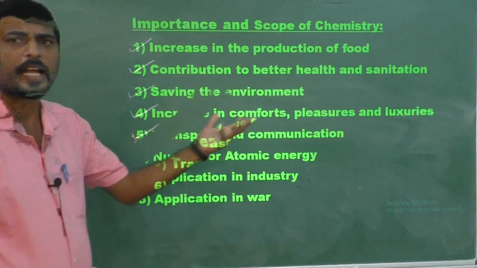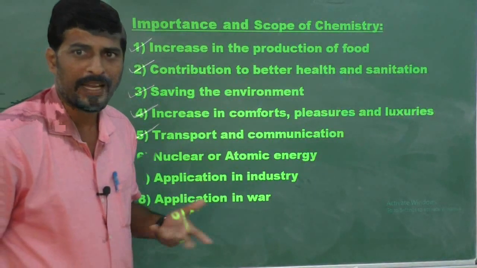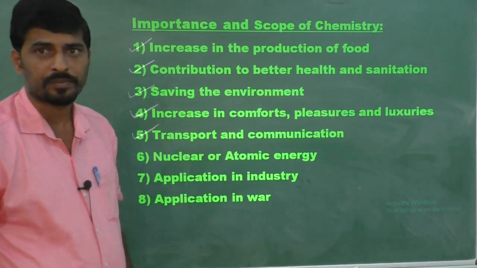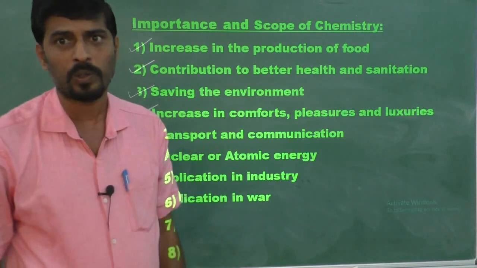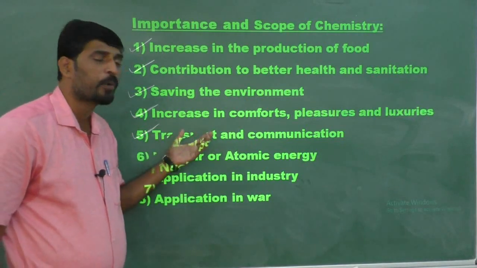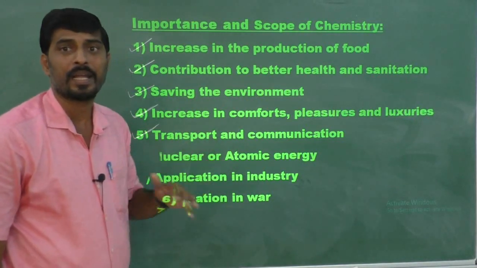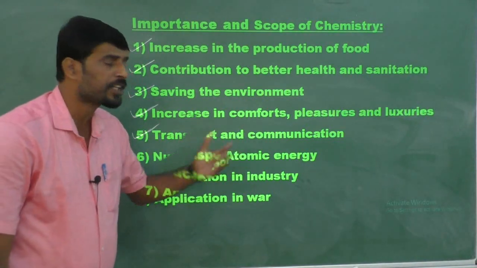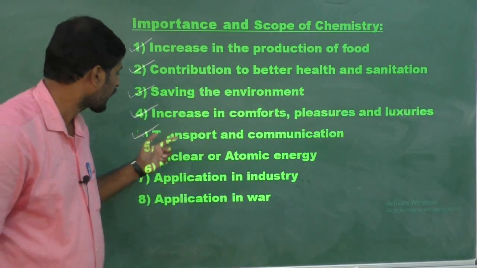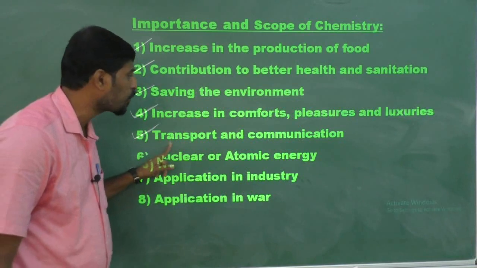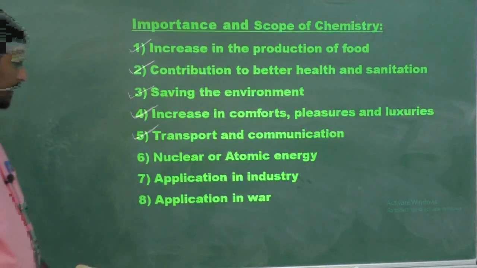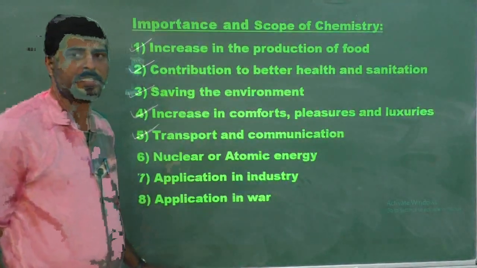We know that all types of transport, either by air, land or water, need fuel. These fuels are either charcoal or petroleum products, and these charcoal and petroleum products are nothing but chemistry products. Communication also needs some chemicals. In this way, chemistry helps in transport and also in communication. Okay. Next, we'll move on to nuclear or atomic energy.